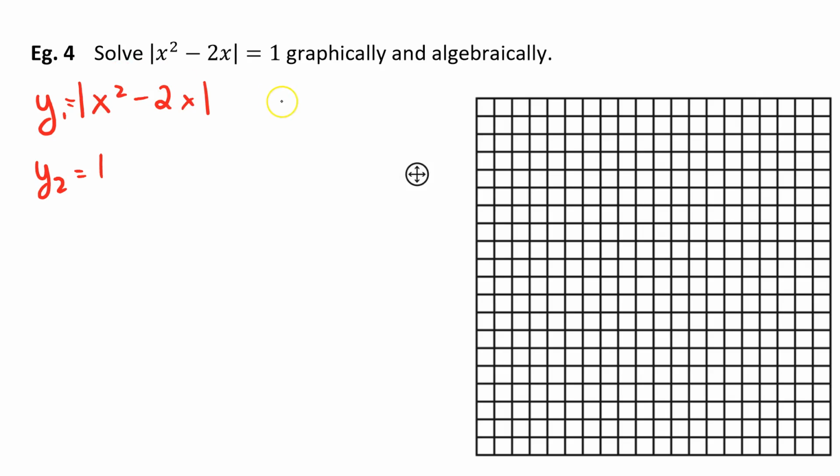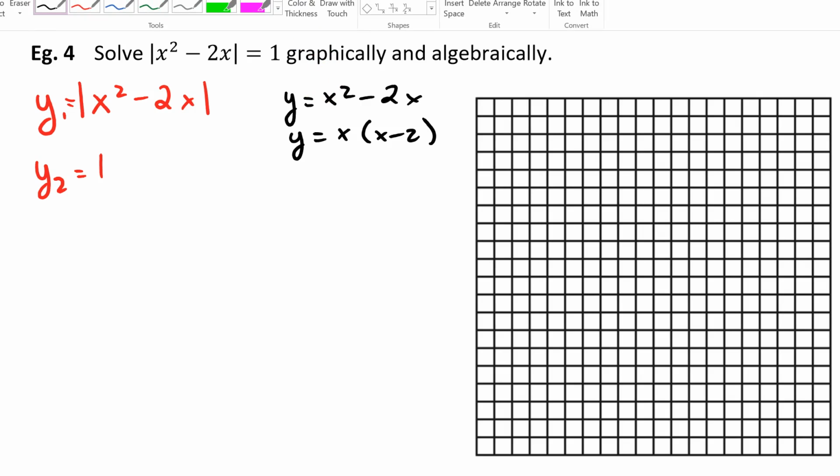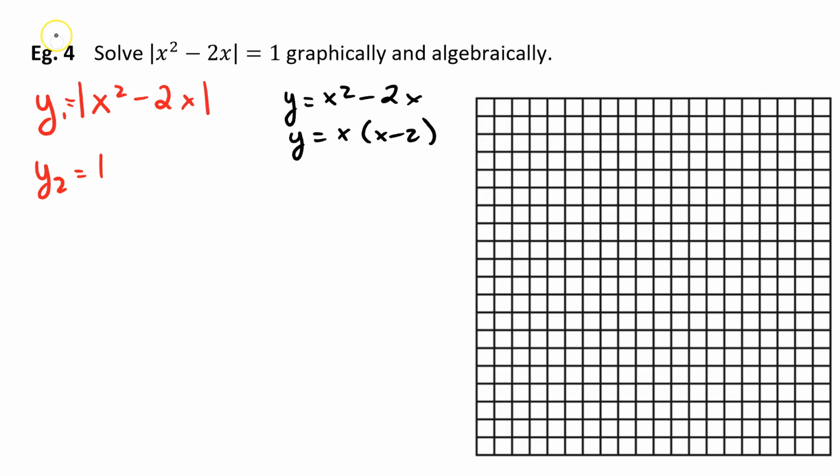What I could do here is say y equals x squared minus 2x, but I can factor out an x, so then I get the factored form x times x minus 2. So I know that I have zeros at x equals 0 and x equals positive 2, and I know that it opens up. There's no stretch factor. We can't lose any of those skills because we absolutely need them.